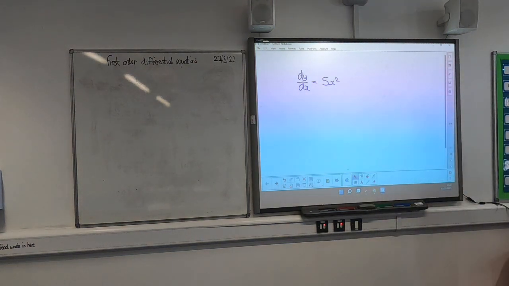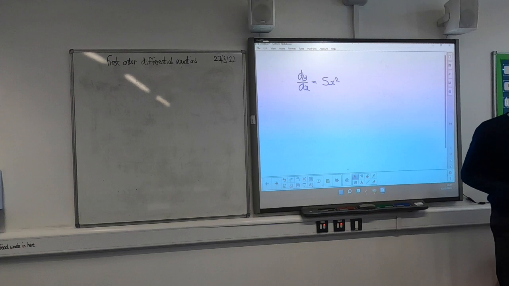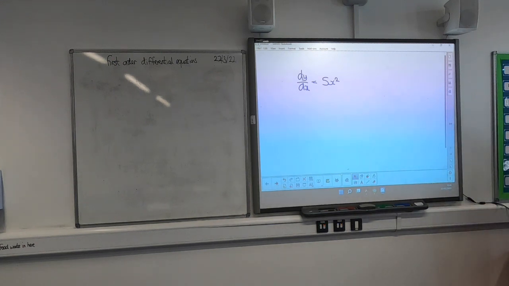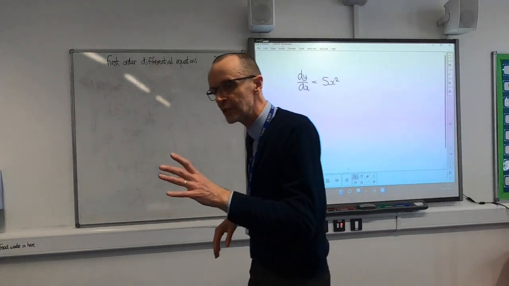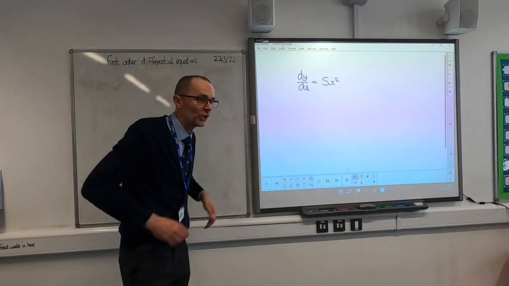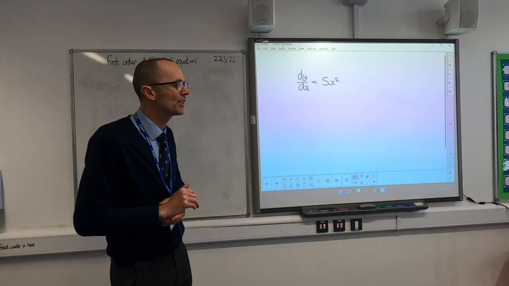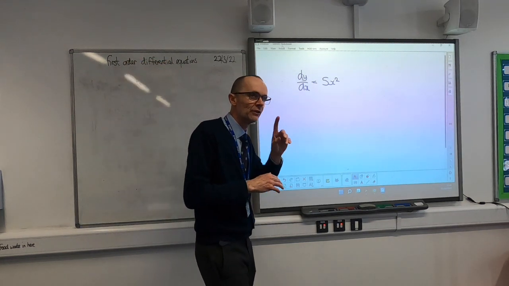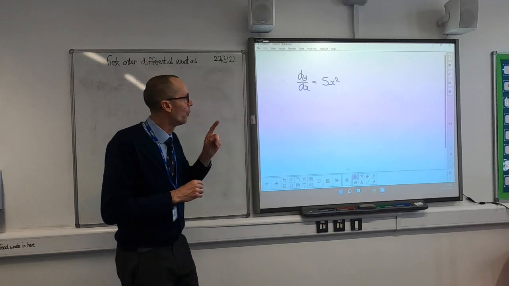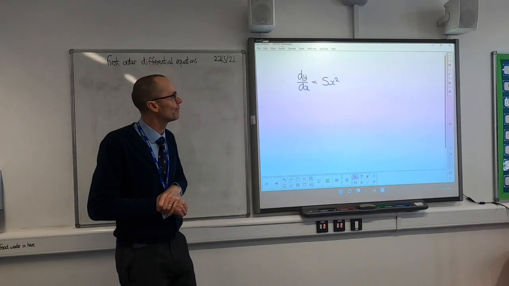Behold, a great and mysterious first order differential equation. I told you it wasn't that complicated. So a differential equation is an equation that has a d something by d something in it. In this case, dy by dx. That's the rate of change of y with respect to x.